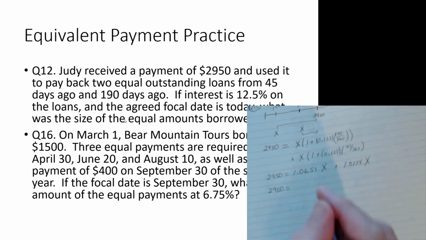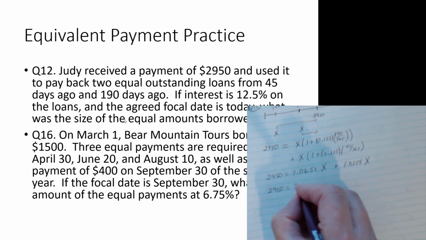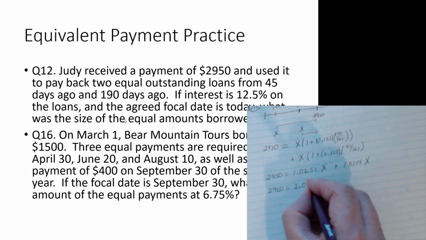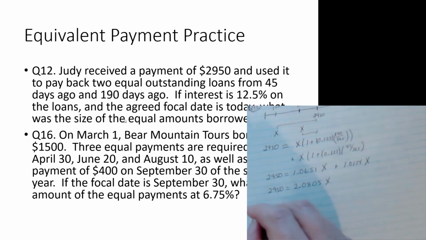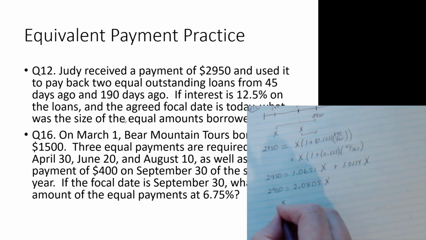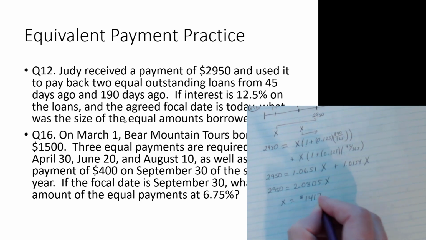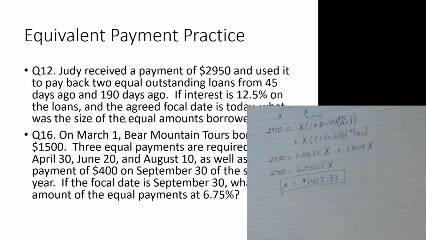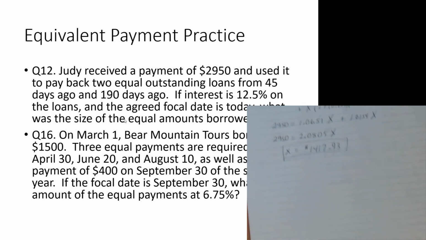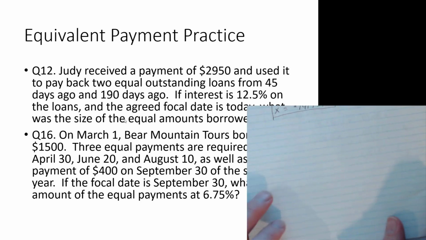And so 1.0651x plus 1.0154x, that equals 2.0805x. Now I isolate x by dividing both sides by 2.0805, and I get x that is about $1,417.93. Okay, so each one of those payments, the one 45 days ago, 190 days ago, or each one of those loans was $1,417.93. Now notice that even though the loan amounts are the same, the amount of interest accumulated in each one of those is going to be different. Okay.